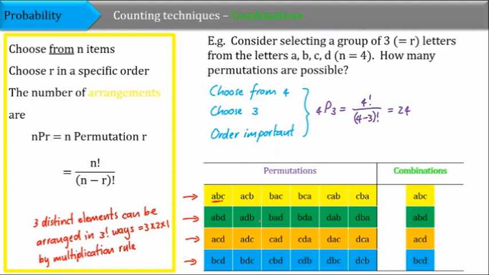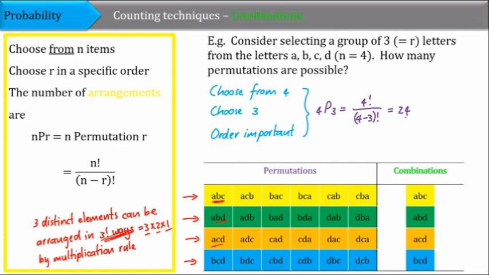And how many ways can we arrange 3 elements without repetition? Well, according to our multiplication rule, it'll be 3 factorial ways. It'll be 3 for the first position, then there's 2 left for the second, and only 1 left for the last. So in this case, these 3 can be arranged in 6 ways. These 3 in 6 ways. These 3, 6 ways.